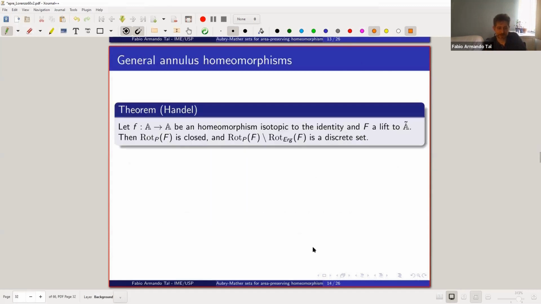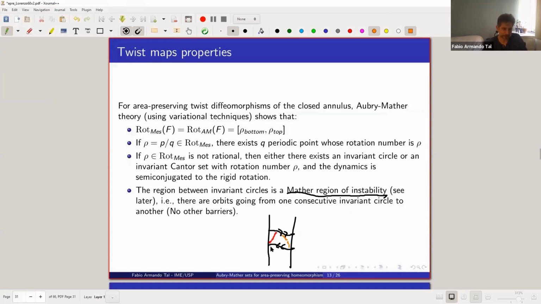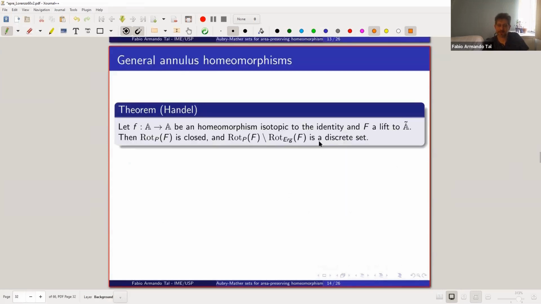And this was an important result, and all of this assumes some very strong properties. Being a twist map is not exactly an easy, simple requirement. But then when you go to the general annulus homeomorphisms, there is this important result by Handel that came afterwards, that proved that even if here you don't need to assume that you have area preserving dynamics. It just says that, okay, if you look at the pointwise rotation set, this is always going to be closed.